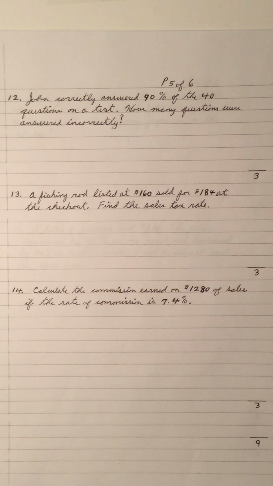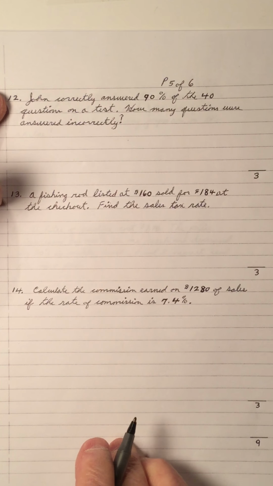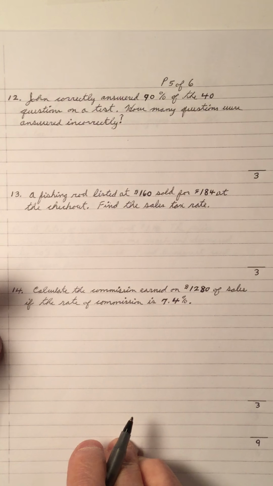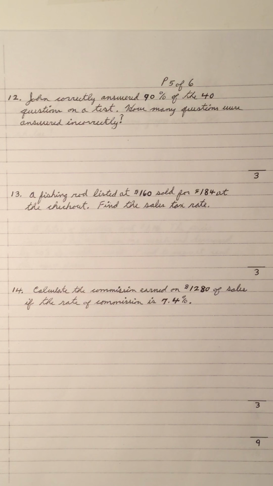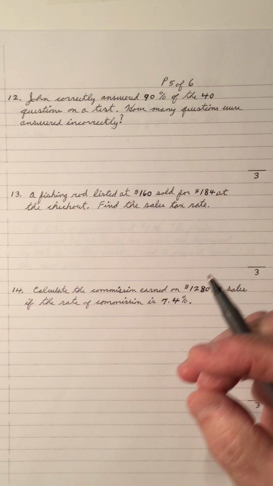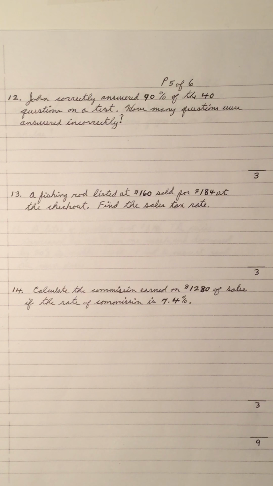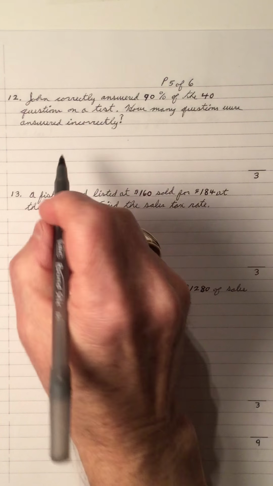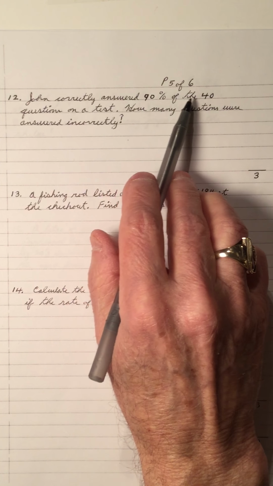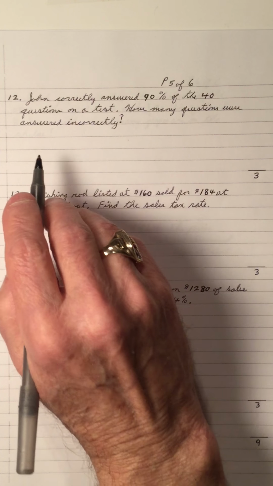And on page 5, write down 12, 13, and 14. Pause, work them out, and then see if you get the right answers. So notice they're designed for you to work them out to see if you know what you're doing. If you know what you're doing, excellent. If you don't, go back and review some of my videos. John correctly answered 90% of the 40 questions.